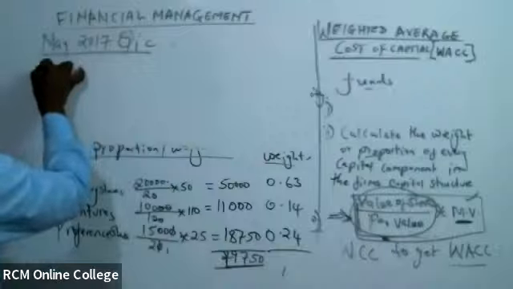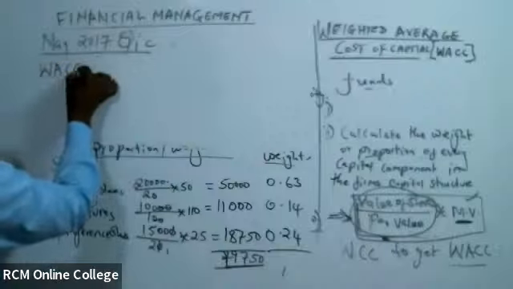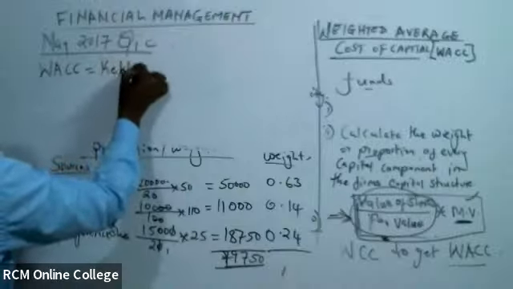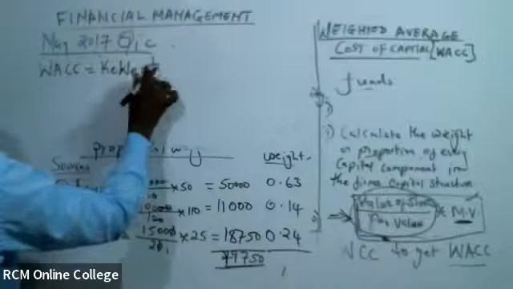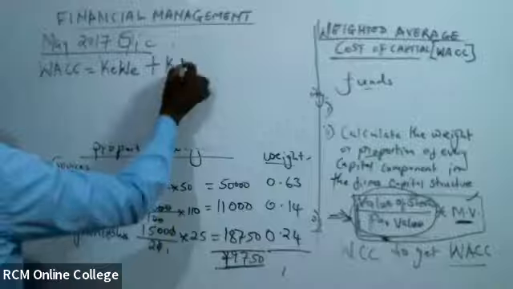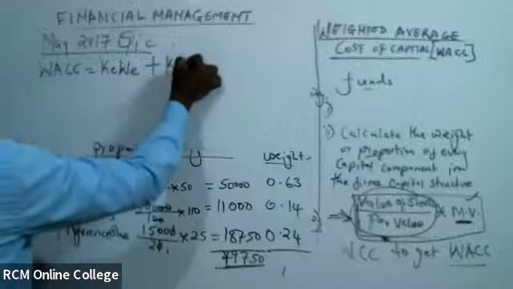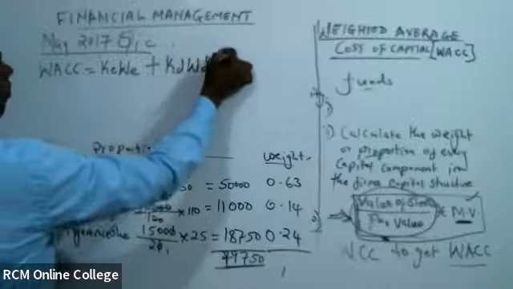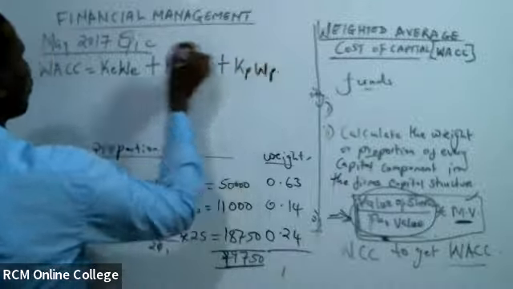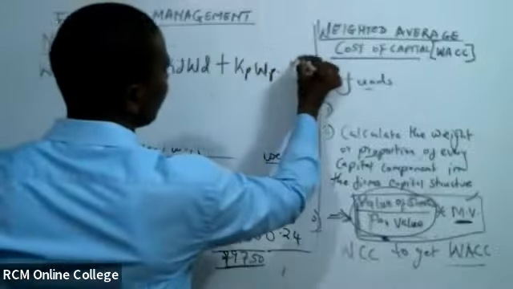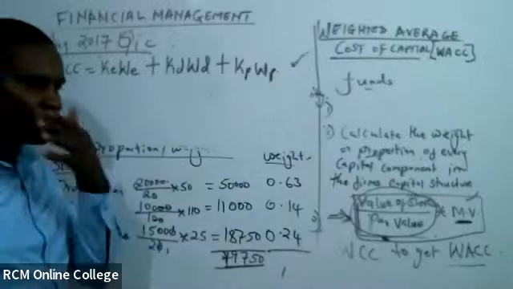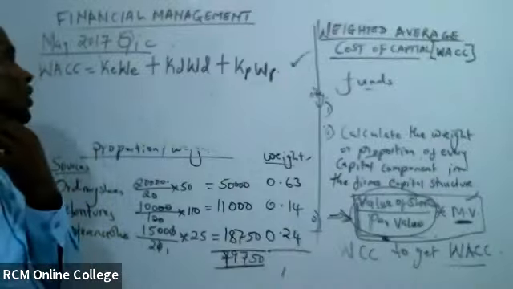So WACC is equal to KE, cost of equity, multiplied by weight of equity, plus, sasa addition ndio hiyo, KD, debenture tunafuatana. Unafuatanisha hivi so that ikuwe easier. Weight of debt plus KP, weight of P. So that formula means a lot to you. So that is the formula that we shall use.